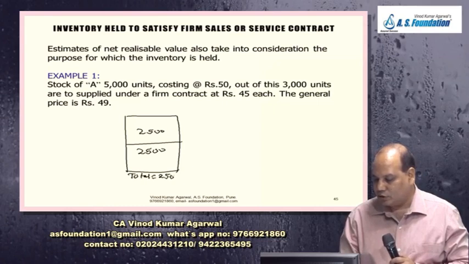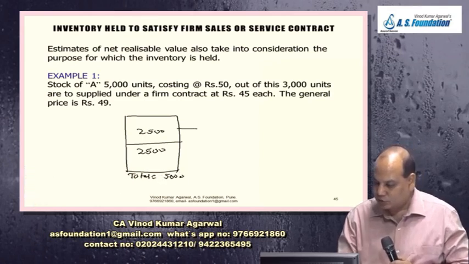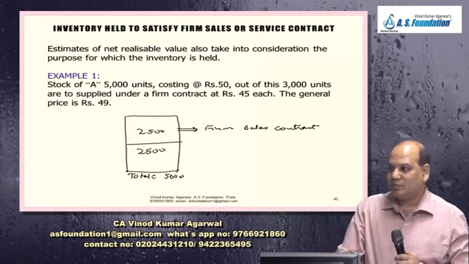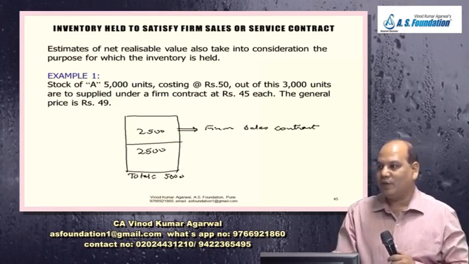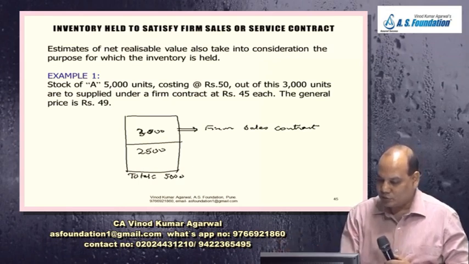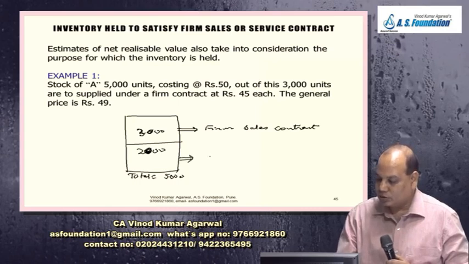And what are you going to do with these 5,000 units? You are going to sell these units under a firm sales contract. Firm sales contract means you have entered into a contract with a party that I am going to supply 2,500 units to you. Or let me make it 3,000 so it will match with your question printed also. So 3,000 will be sold under firm sale contract. And the rest you are going to sell in the open market.